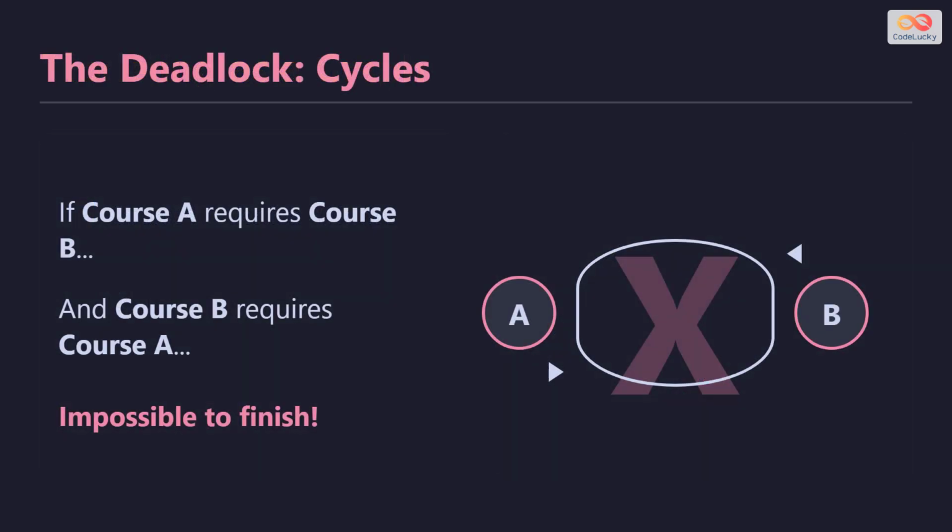The core issue arises when there is a circular dependency. Imagine course A requires course B, but course B also requires course A. This creates a cycle. If a cycle exists, it is impossible to finish all the courses because you're stuck in a deadlock.